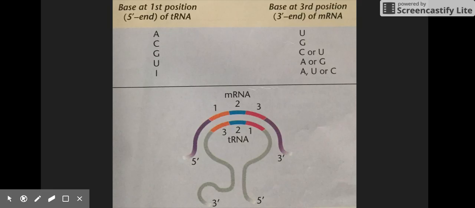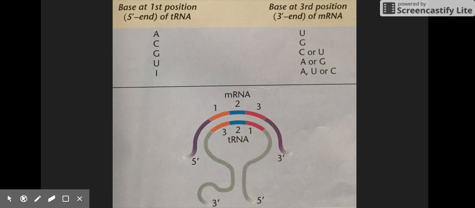The wobble hypothesis proposes a more flexible set of base pairing rules at the 3rd position of the codon. This relaxed base pairing requirement allows the anticodon of a single form of tRNA to pair with more than one triplet in mRNA. With the wobble hypothesis, U at the 1st position of the tRNA anticodon may pair with A or G at the 3rd position of the mRNA codon, and G may likewise pair with U or C. Inosine, a modified base found in tRNA, may pair with C, U, or A.